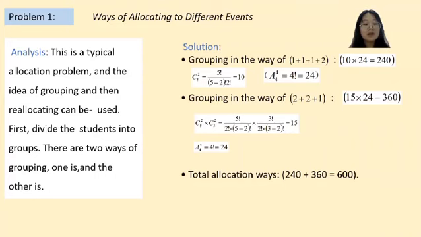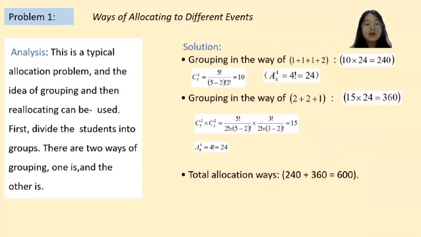This is a typical allocation problem. We can use the idea of grouping first and then reallocating. We need to divide the 5 students into 4 groups. And there are two grouping methods. One is 1 plus 1 plus 1 plus 2. And the other is 2 plus 2 plus 1.